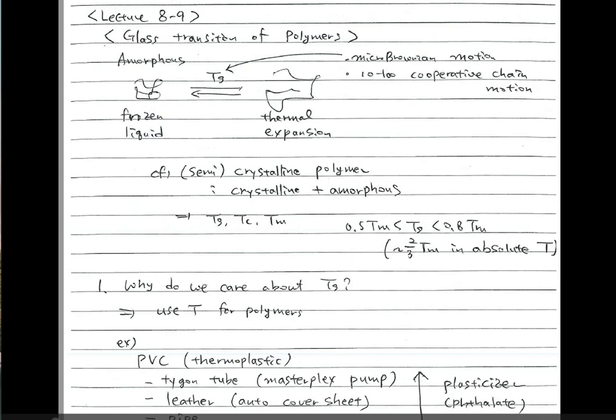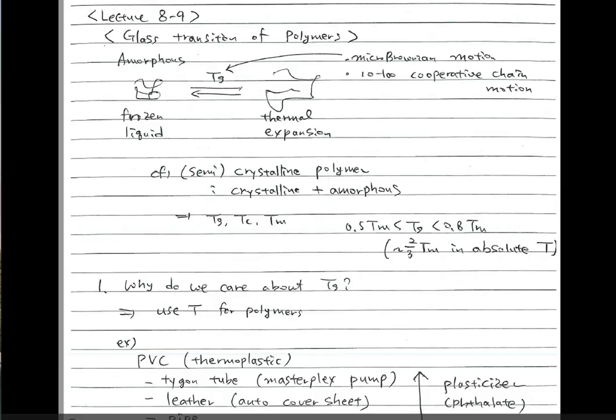Okay, let's begin lecture number 8. So in lecture 7, we have learned about semi-crystalline polymers and their behavior in terms of melting and crystallization. Semi-crystalline materials have melting point and crystallization point. And also, we have learned that semi-crystalline polymers are not 100% crystalline, so they also exhibit glass transition temperature.